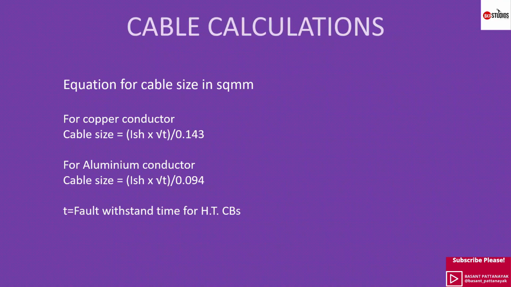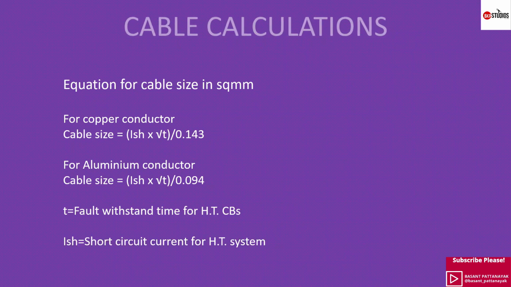In this, T is the fault withstand time for HT circuit breakers. ISH is the short circuit current of HT systems. We have to find ISH. T normally we will take as 0.5 to 1 second. 0.143 is the cable factor for copper.